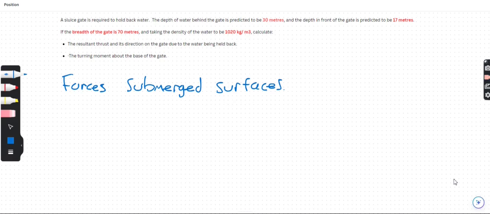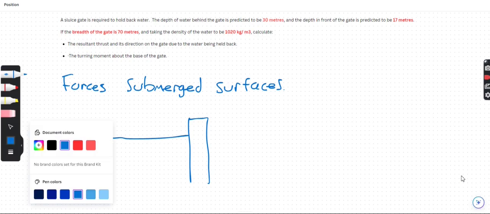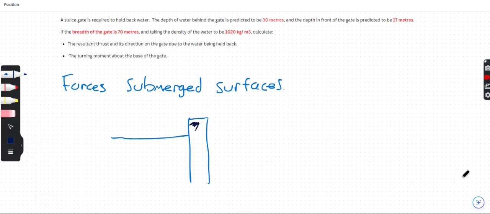It's a gate in water, right? So it's a sluice gate like this. It looks a bit like it. I'll just draw it like this. So here's my sluice gate. And it's telling me it's holding back water, so we've got water on both sides. Here's my gate, just a bit of metal holding water back. That's all it is.